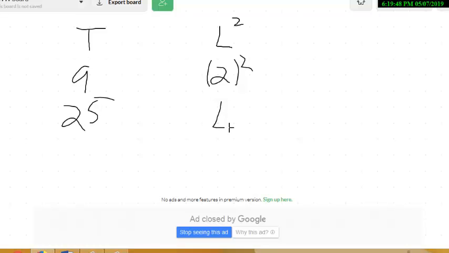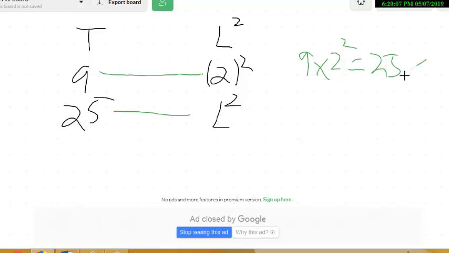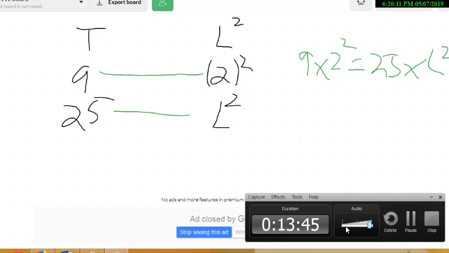Okay. So the numbers are: t is 9 and l is 2. L is 2 means just write it like this with a square, because there is an l square. Put square as well. And then what is l when t is 25? So if t is 25, what is l? That is l. So I will write l square. So what is l square?